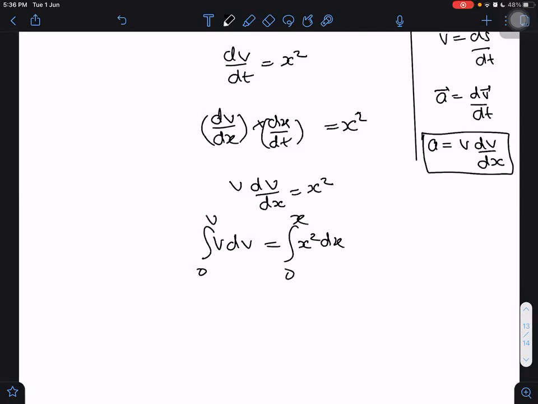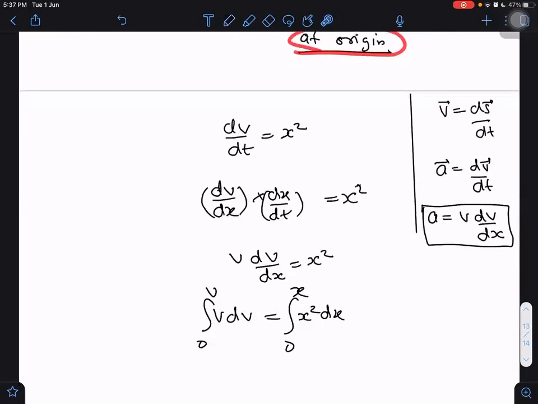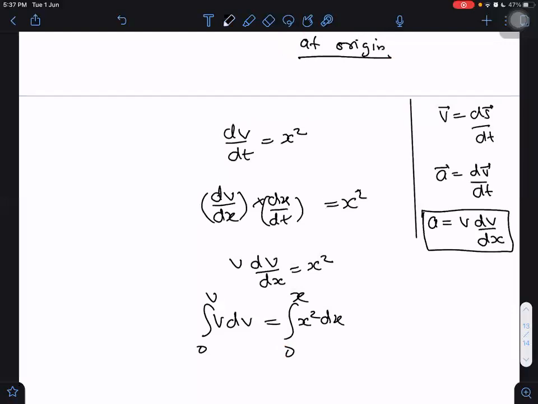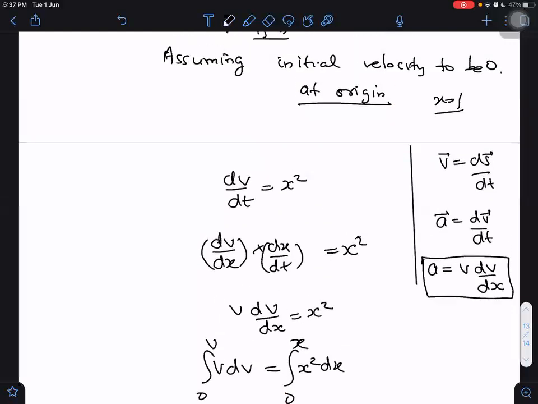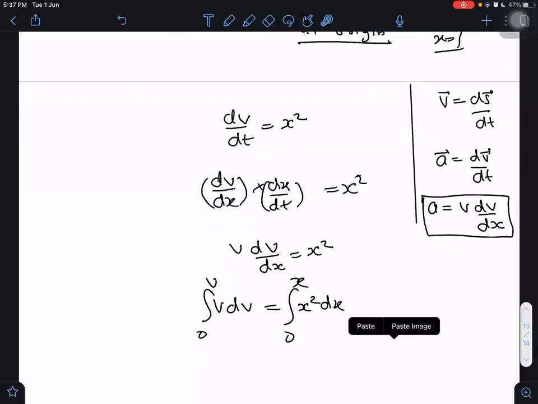In this problem, I should mention one more thing actually: assuming initial velocity to be 0 at origin. If I don't mention origin, then I can't tell what the initial position was. So I write initial position as 0 only if I mention in the question that the initial position is given as origin. I may give you initial position as x equal to 1. Then I will have to start writing the limits as from 1 to x. Anyway, take it as origin.